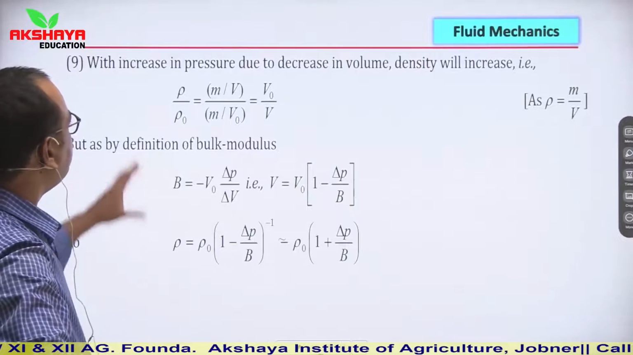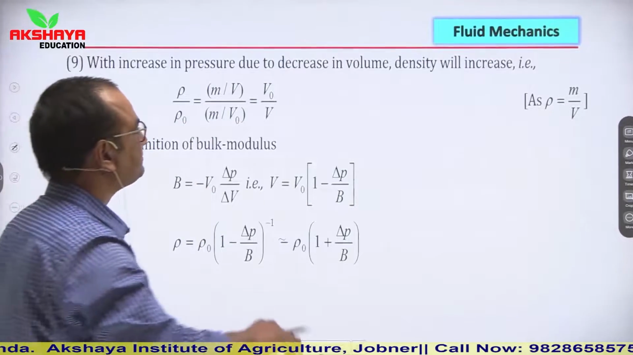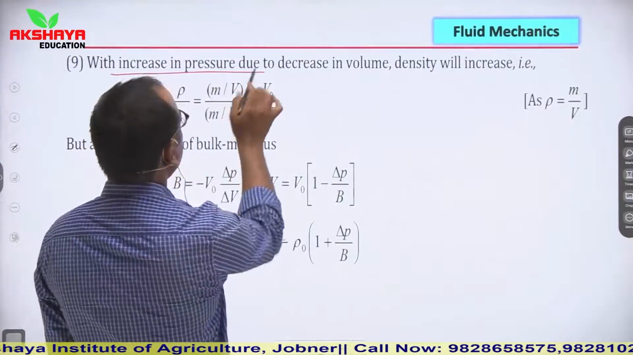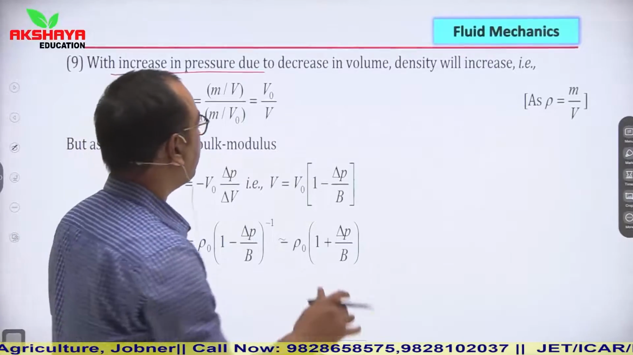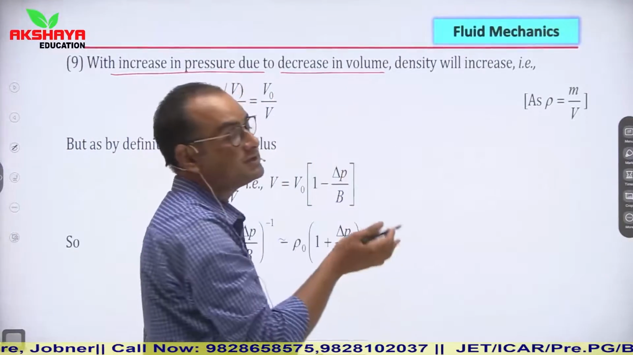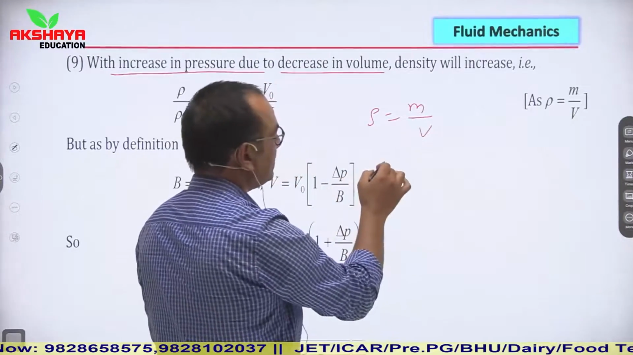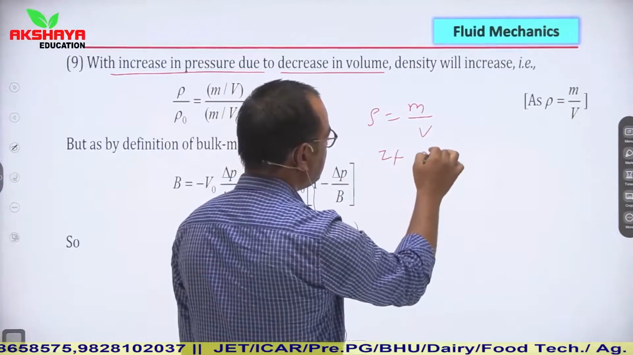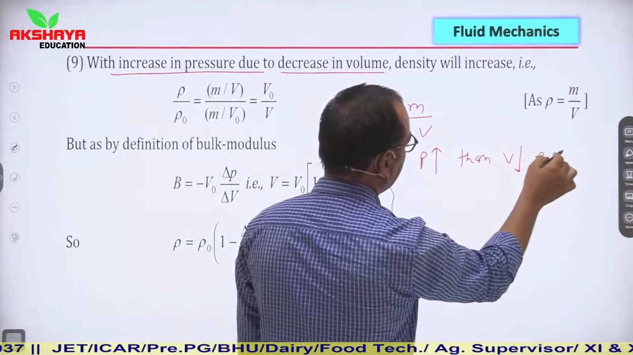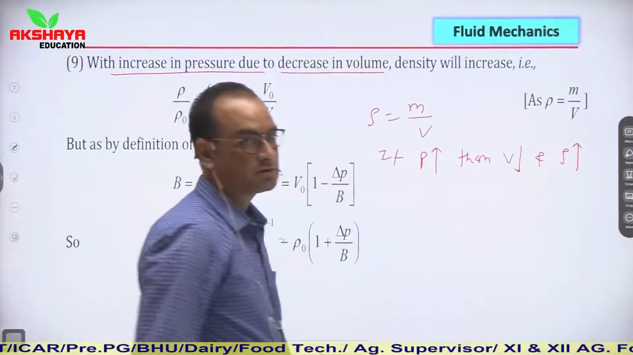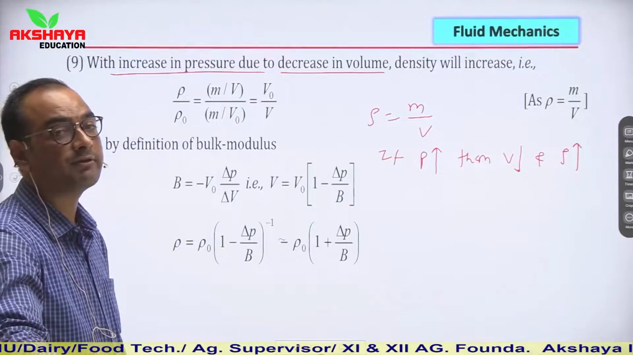Then next, with increase in pressure, due to decrease in volume, density will increase. So if pressure is increased, volume decreases, and if volume decreases, then density increases, because ρ is equal to m upon v. So this is another concept: if pressure increases, then volume decreases and density increases. So on increasing the pressure, density of a substance or fluid increases.